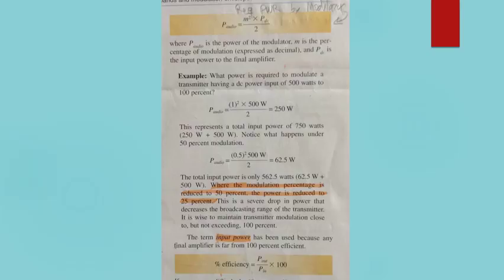The term input power has been used because any final amplifier is far from 100% efficient. In the formula, percent efficiency equals P out divided by P in, times 100. If a power amplifier has a 60% efficiency and a P DC input of 500 watts, its output power would be P out equals percent of efficiency times P in, equals 0.6, in this case, times 500 watts, which equals 300 watts.